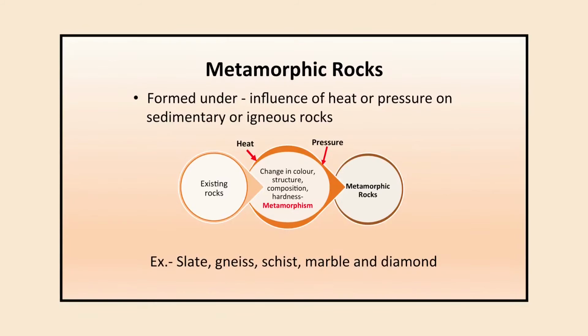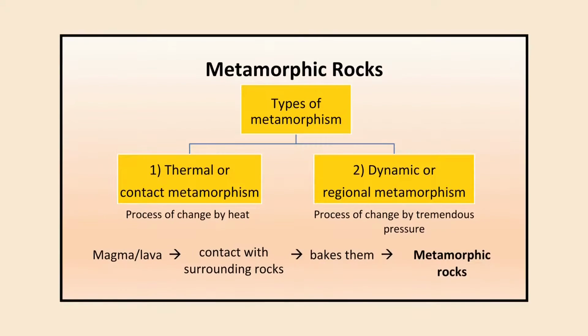Examples of metamorphic rocks are slate, gneiss, schist, marble and diamond. Now, there are two types of metamorphism, that is the process through which metamorphic rocks are formed. One is thermal or contact metamorphism, as you can see in the diagram, and the second is dynamic or regional metamorphism. The first one, thermal metamorphism, is the process of change by heat, while the second is the process of change by tremendous pressure.